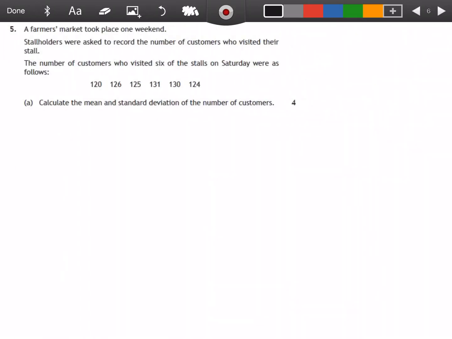Number 4. Find the mean and the standard deviation. So these numbers represent the number of customers who visited their stall on a Saturday. So we have to find the mean and the standard deviation. Sometimes it might just say work out the standard deviation. If it does say that, you still need to work out the mean. Okay? Right, the mean.